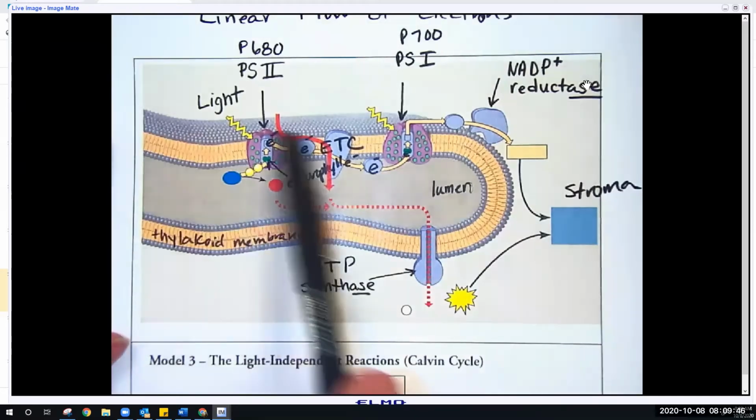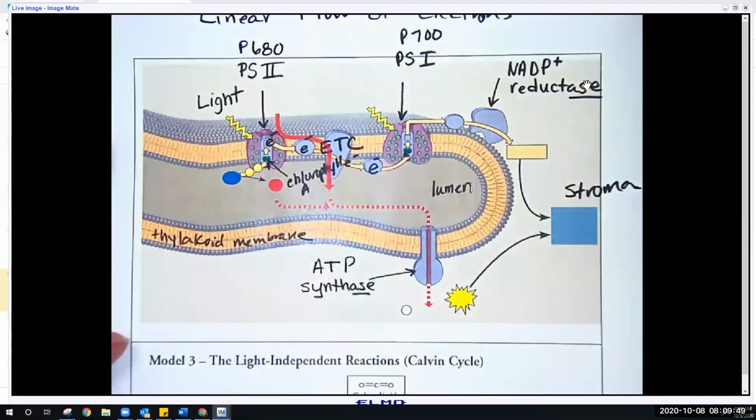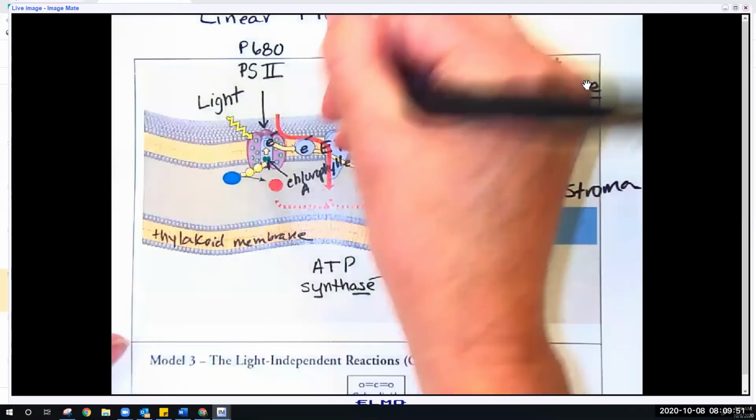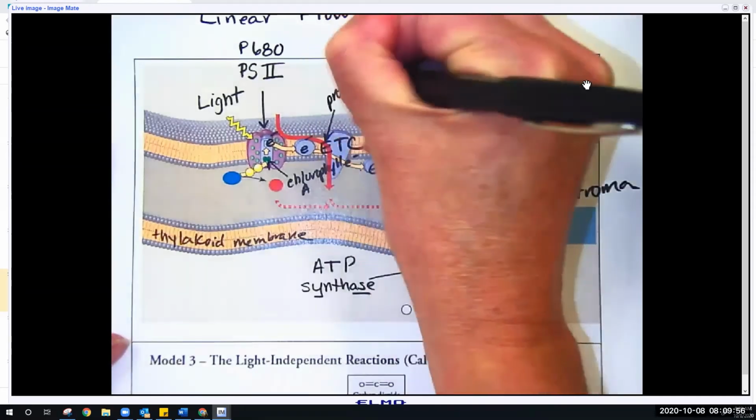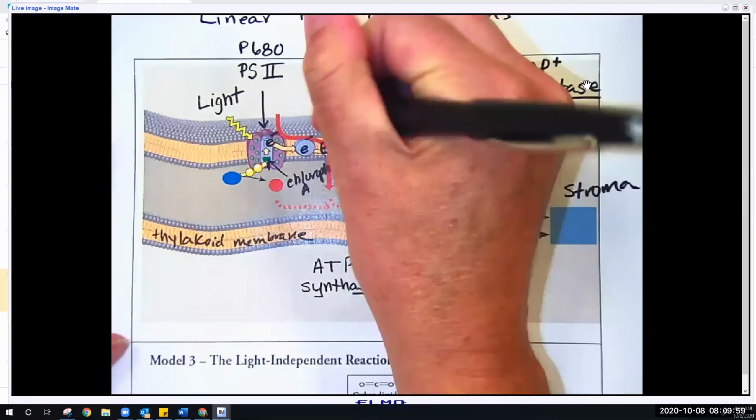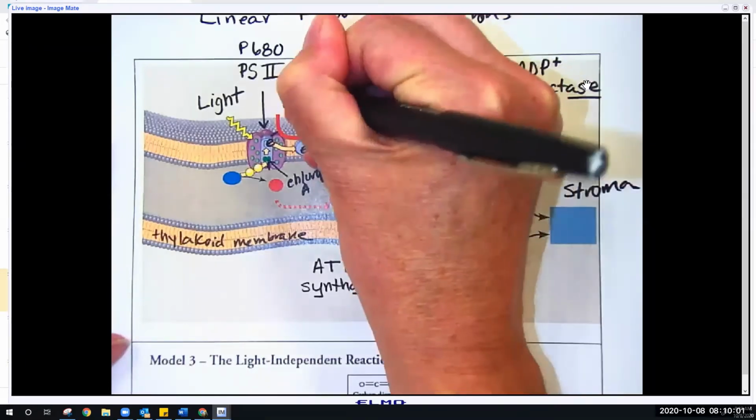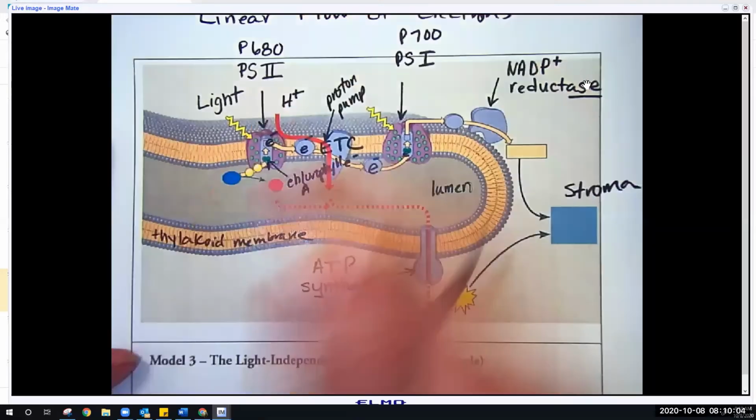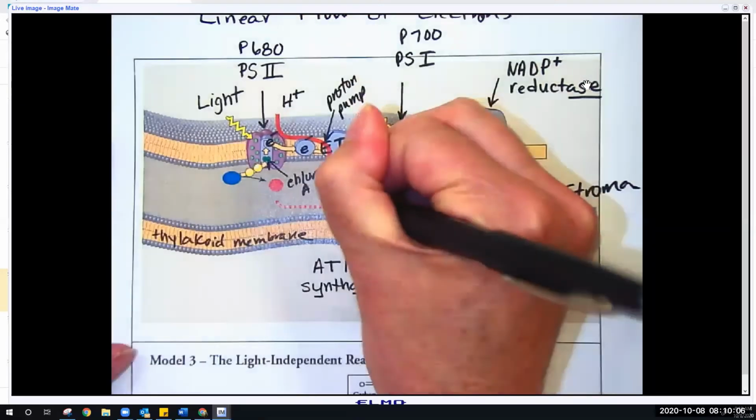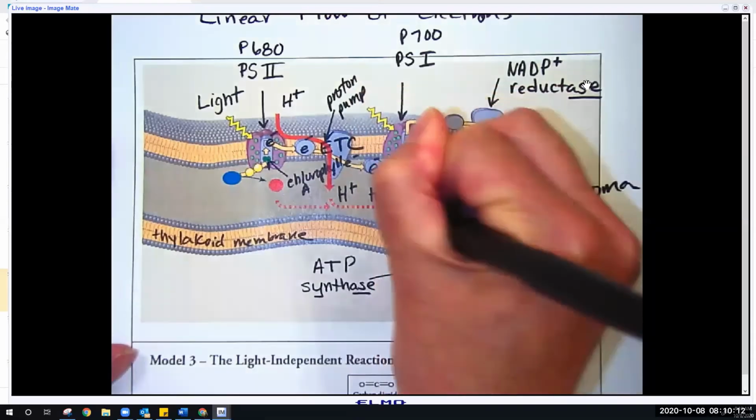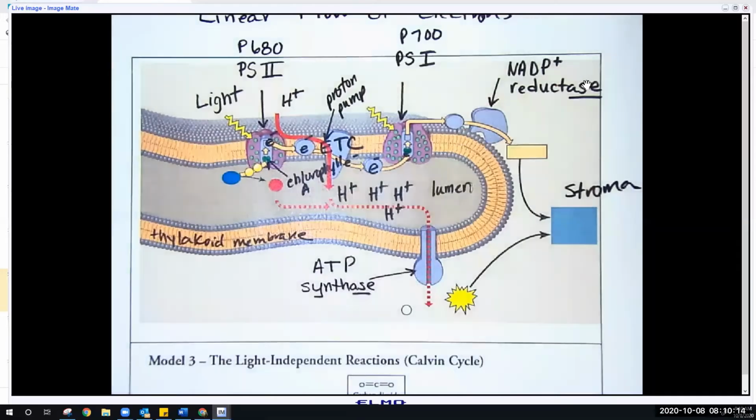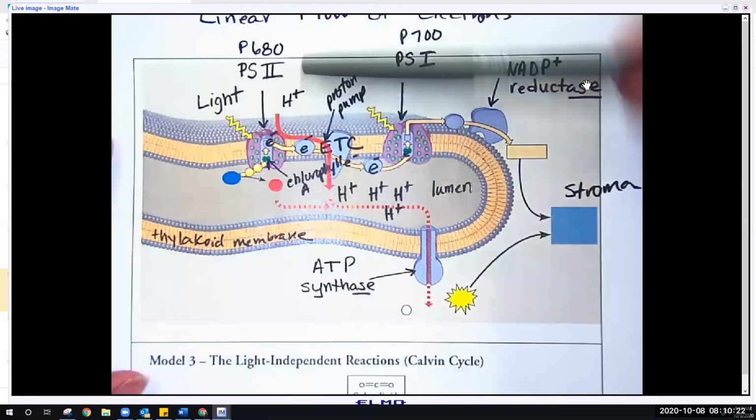That current, that movement of electrons, is going to power proton pumps, and it's going to pump protons. So in the electron transport chain are proton pumps, and they're going to move hydrogen ions from a low concentration in here to where they are at a high concentration. And it is the movement of those electrons that allows that active transport to occur, because we're going from a low concentration in the stroma to a high concentration in the lumen.